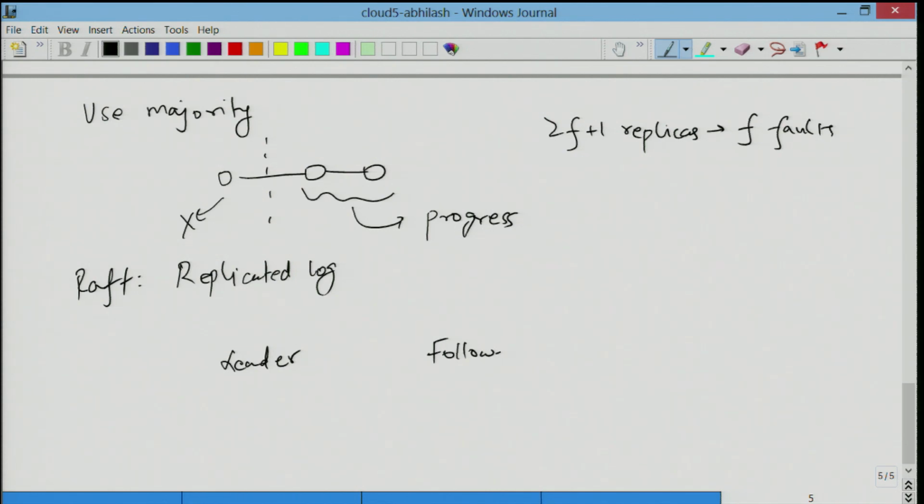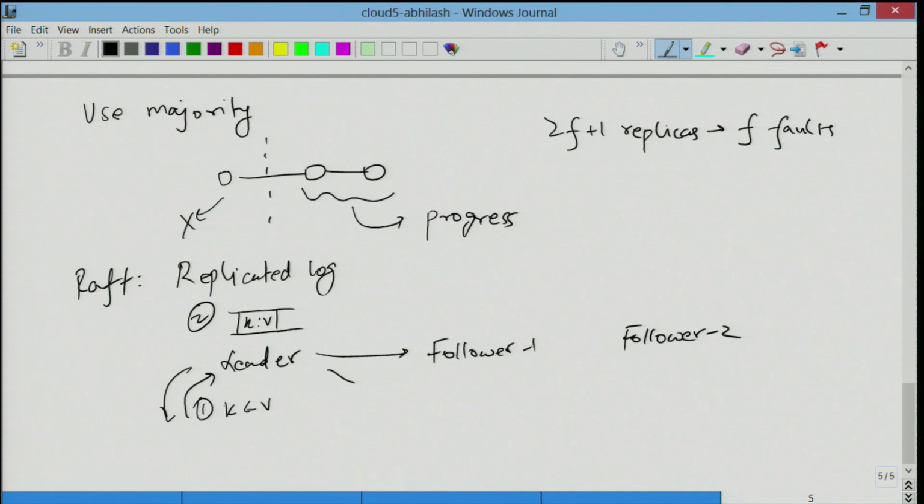We have a leader and a bunch of followers, right? Clients only talk to the leader. They don't talk to followers. So they say, I want to put value v in the key k. Then the leader will put it in a log. Then it will ask all of its followers to append this entry in their log. Then followers will append this entry into their log and say that I am done appending.